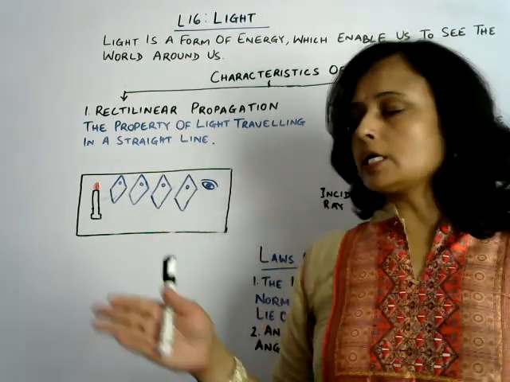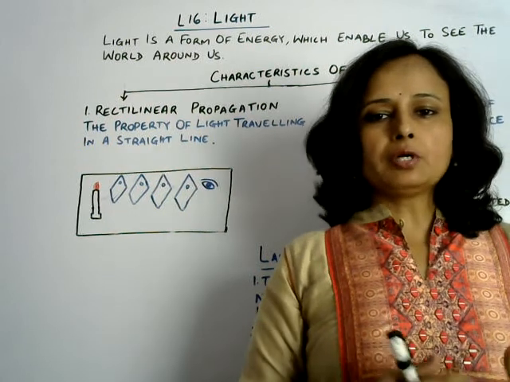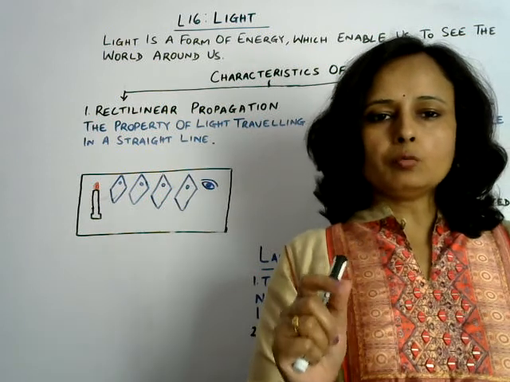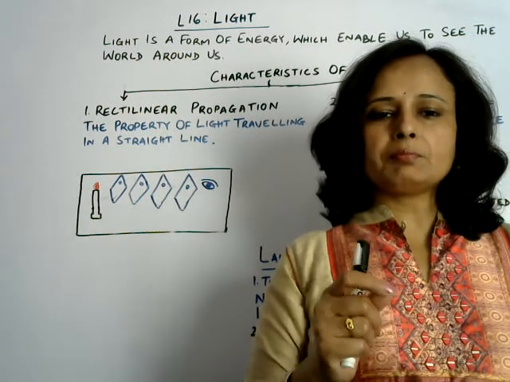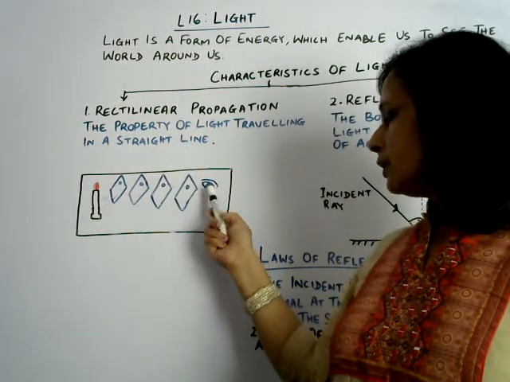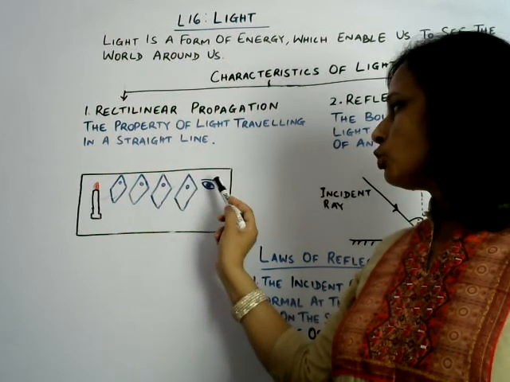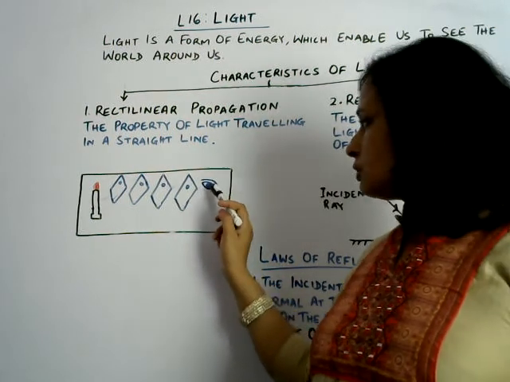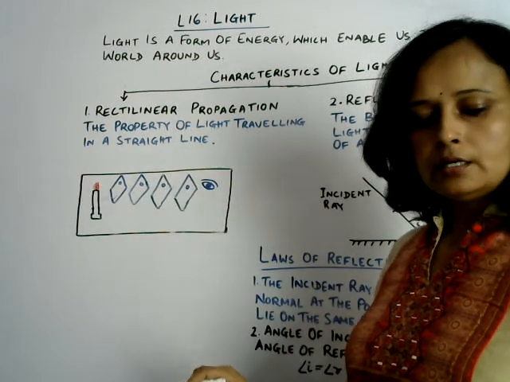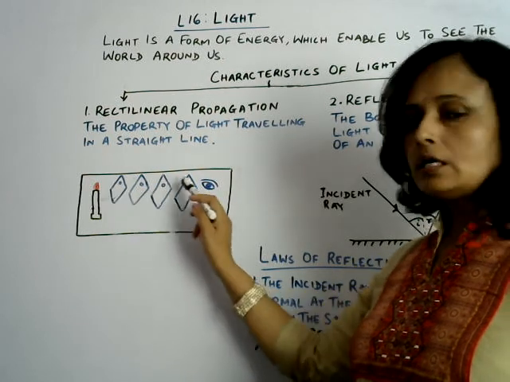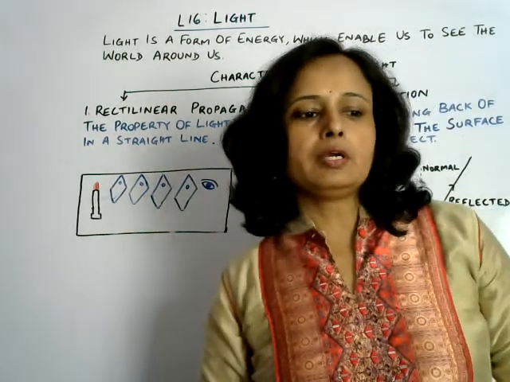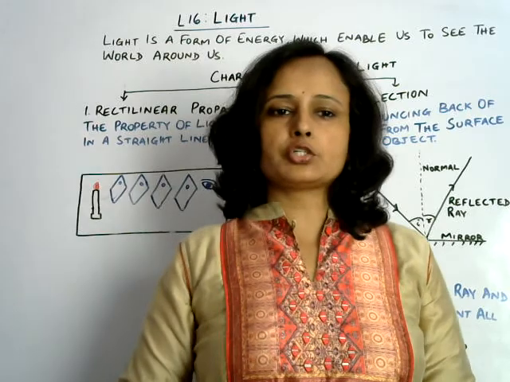For example, in this activity, you can see there is a candle flame and a few cardboards. We have cut a few circular openings in the cardboards. The observer should be in a straight line with those holes. Then what will happen? The observer can easily see the candle flame. Why? Because light travels in a straight line, and finally light can come to the eyes of the observer because the eye is in a straight line with the candle flame. So that shows that light travels in a straight line.